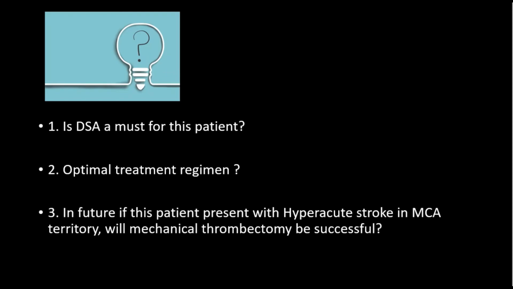So the questions that need to be answered are three. One, is DSA a must for this patient? What is the optimal treatment regimen? And in the future, if this patient presents with hyperacute stroke in the MCA territory, will mechanical thrombectomy be successful? We'll just try to answer the first question today and leave the rest for the days to come.